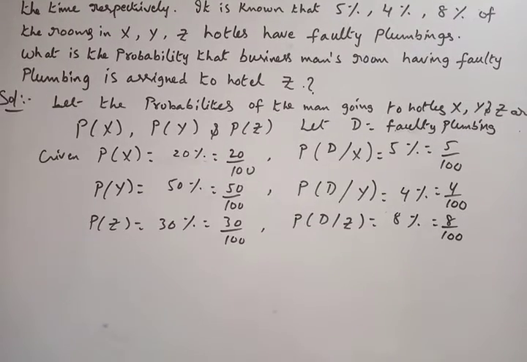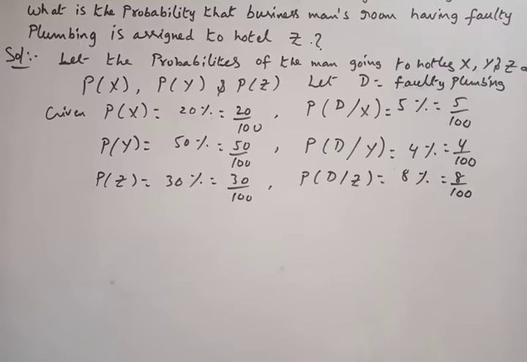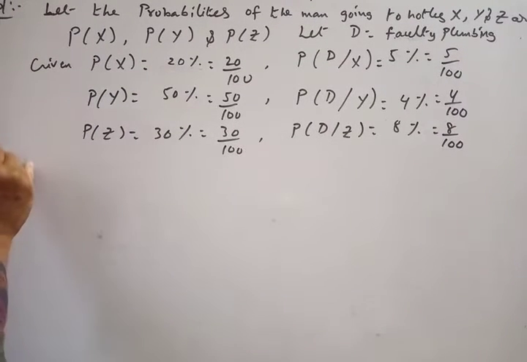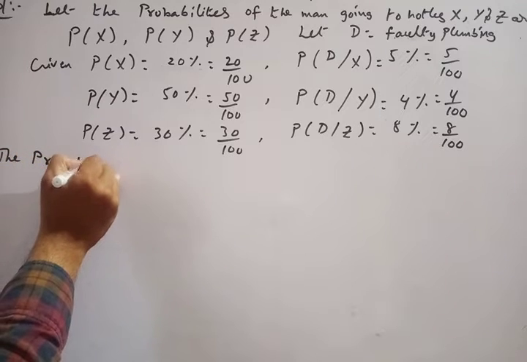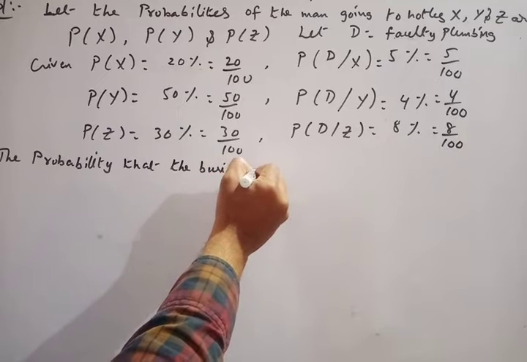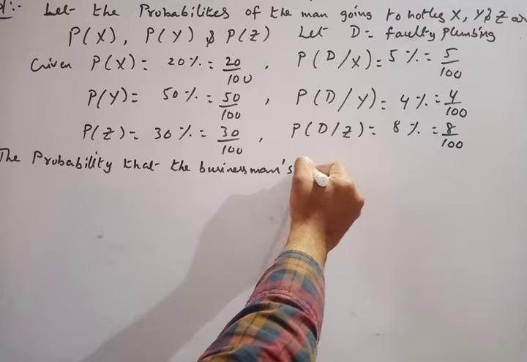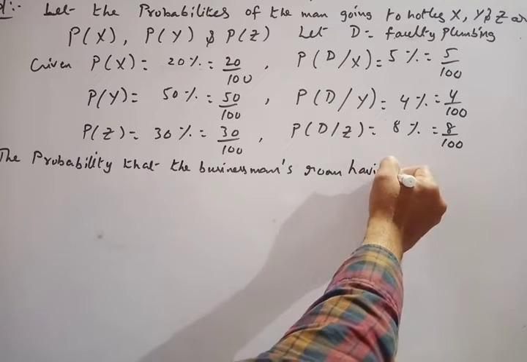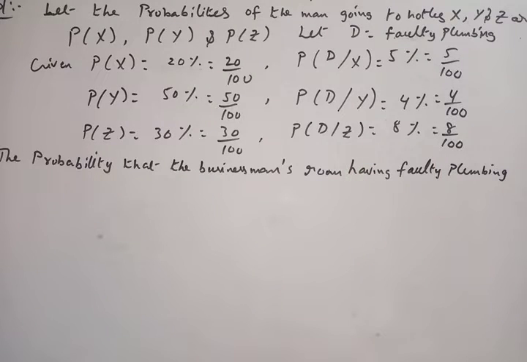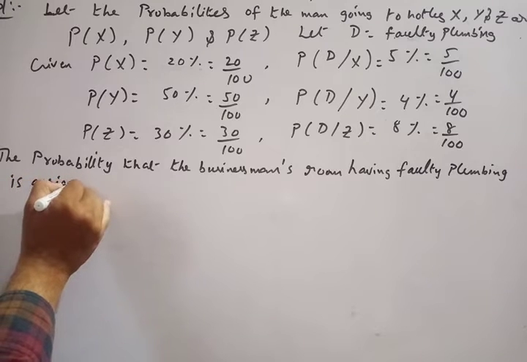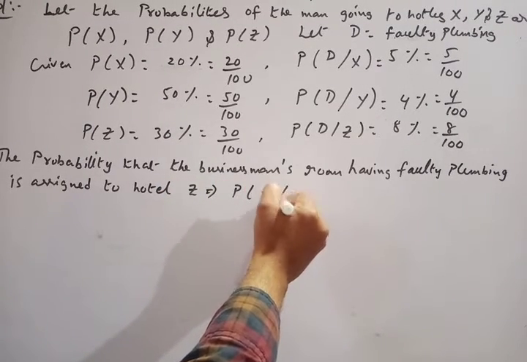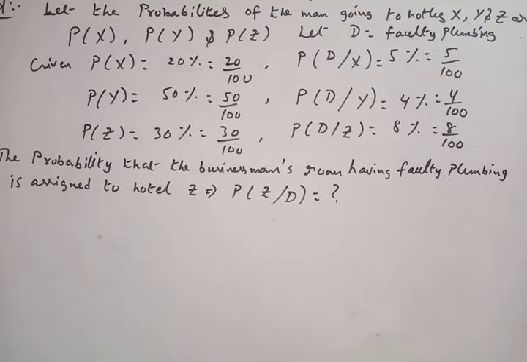Now what do we have to write? By Bayes' theorem, the probability that the businessman's room having faulty plumbing is assigned to hotel Z. So we need P of Z by D.